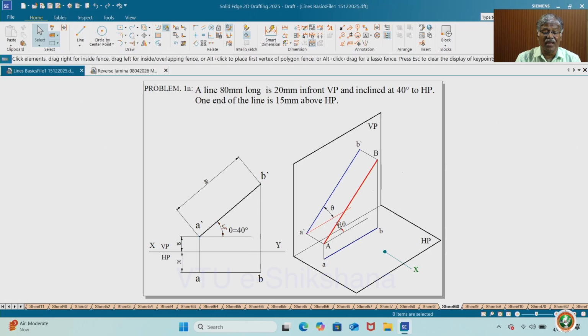Whenever a line is parallel to a plane, on that plane you get true length. So definitely A dash B dash is 80 mm, and the one which is projected is 20 mm, since the entire length of the line is 20 mm in front of VP, that is the XY line. AB is parallel to XY. Whenever a line is parallel, the opposite view is always true length. That's what we used to discuss.